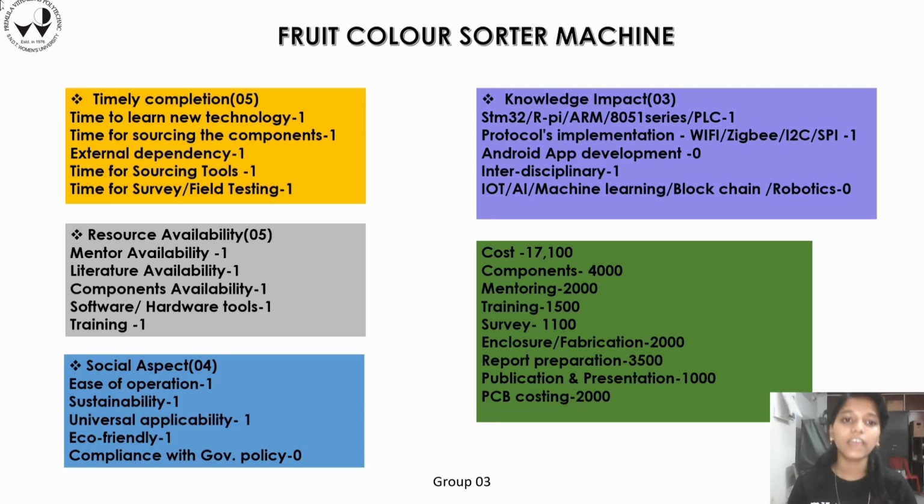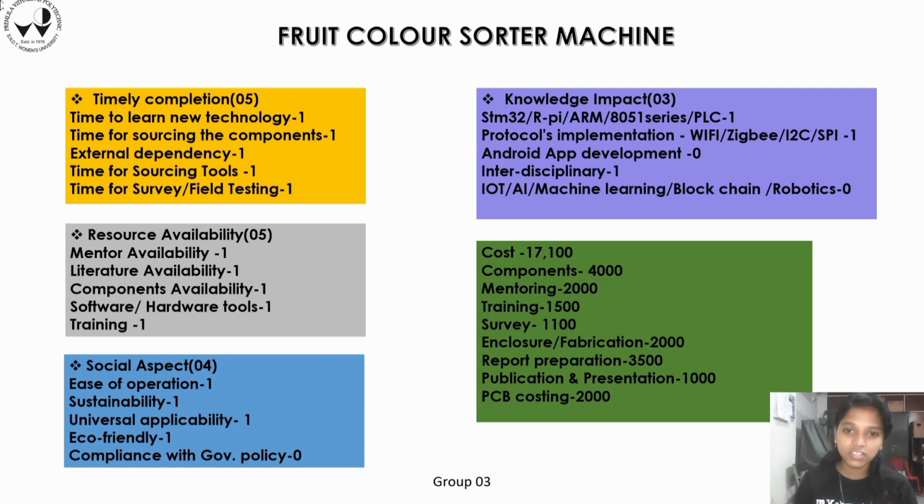In short, we have given 1 for what is in our favor, which we can afford, and we have given 0 for what is out of our reach, which is not affordable. As you can see, Android app development: in this project we are not using any app, so we have given 0. Like that we have given every score.